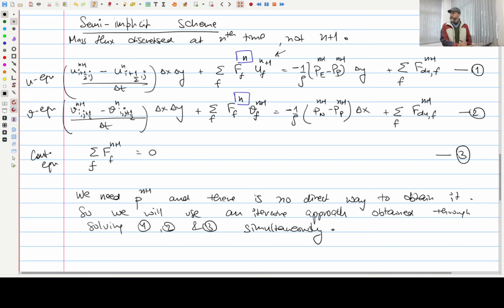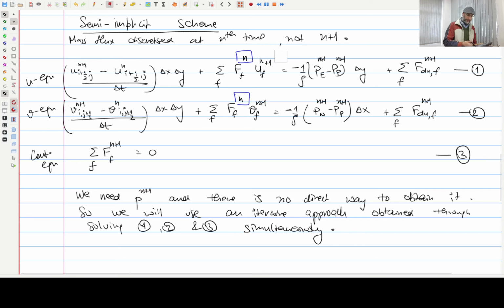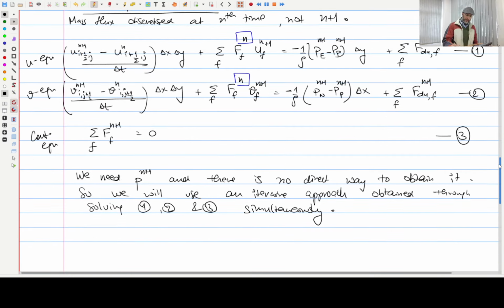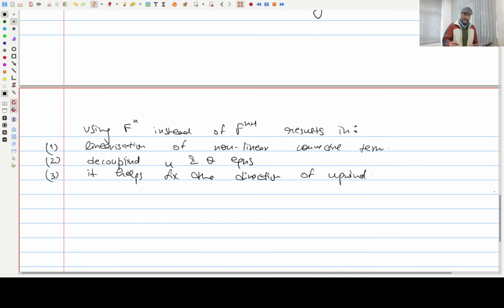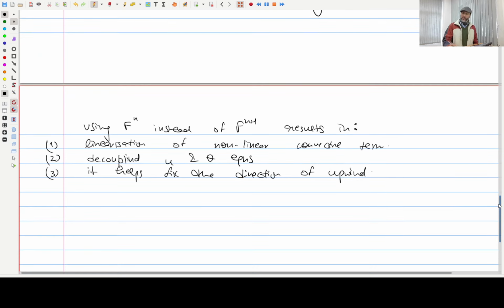Is that clear? So these are three very important reasons for which we solve semi-implicit equations, and in fact the solvers that you see mostly solve the semi-implicit equations, not fully implicit, because solving fully implicit has many challenges associated, as we have discussed, 3 of them here.